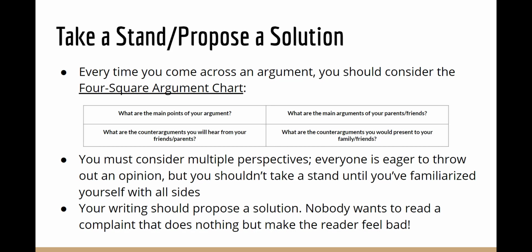The final real-world writing purpose is when you take a stand or you propose a solution. So these are two separate things, but they also are interconnected. So every single time you come across an argument, you should consider the four-square argument chart. So there's four different quadrants you want to pay attention to.